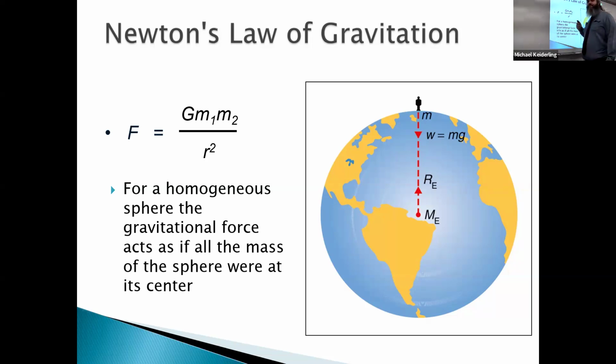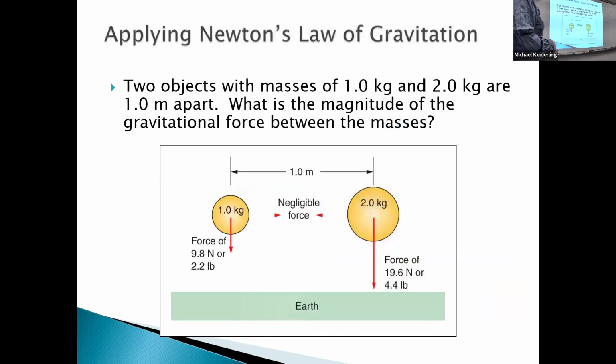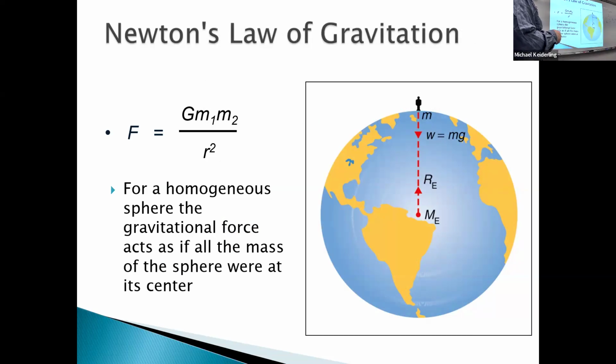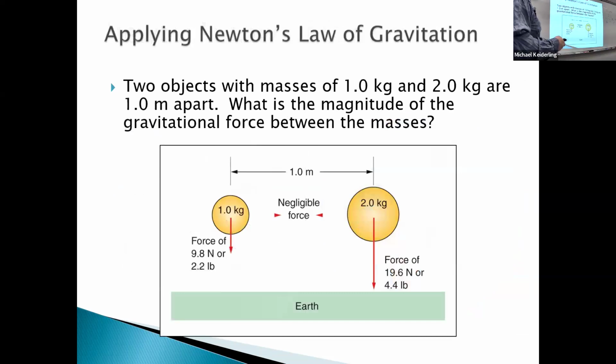And so you can do the force of gravity on Earth by basically just plugging in the mass of the Earth and the radius of the Earth here, and this will be the mass of the object. And so you can get little g from that.